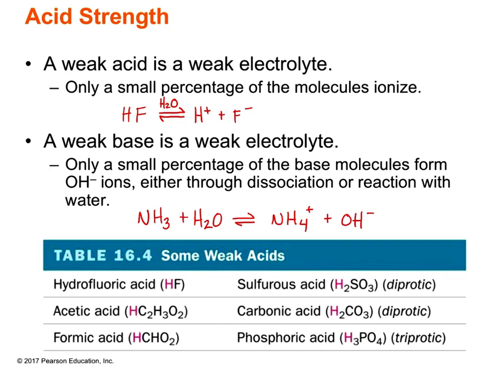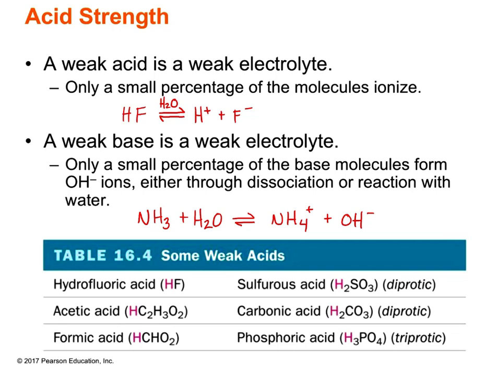And this is also a reversible process. So the ammonium ion we saw last time could act as an acid and give back a hydrogen to the hydroxide ion, which is acting as a base. And then we can reform the original reactants, ammonia and water. So again, this would be a weak electrolyte because we don't see complete ionization of our base.